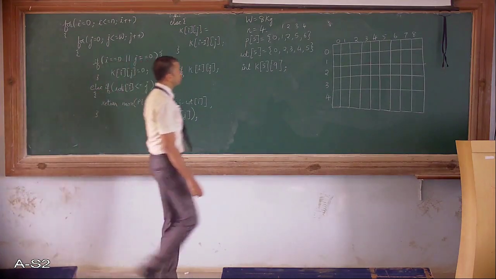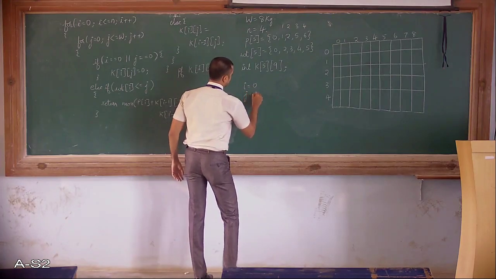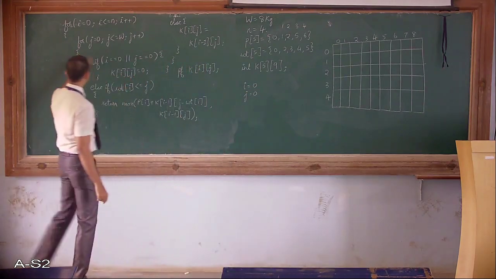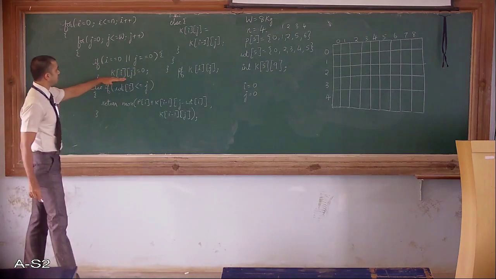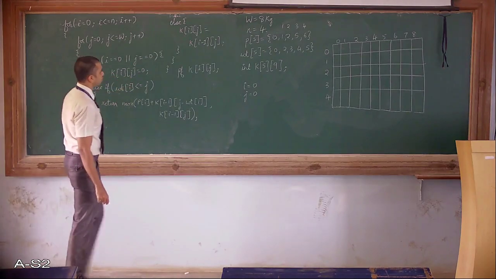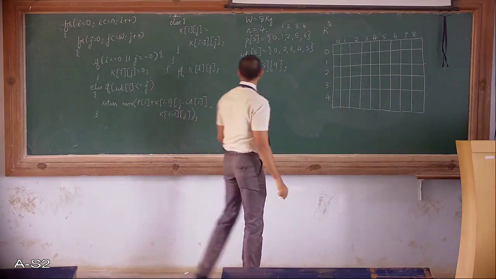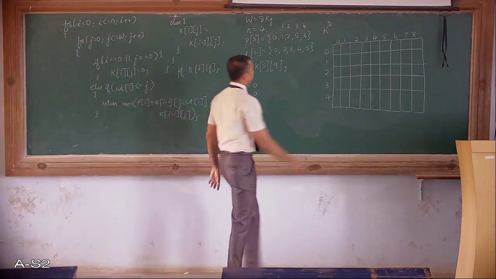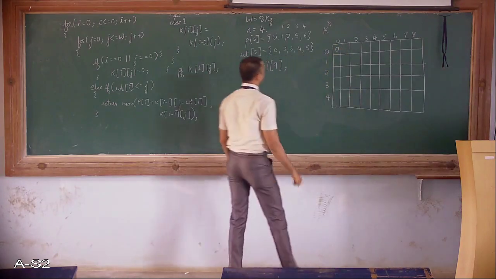Condition is true, so I value is 0, j value is 0. Condition is true, come inside. If I equals to 0 or j equals to 0, this condition is true, which means K of Ij is equal to 0. K 0 comma 0. This is my table K. At K 0 comma 0, at this particular cell over here, I'm going to fill 0.